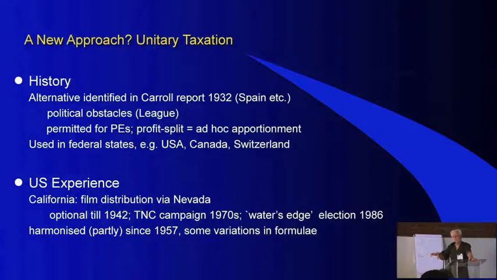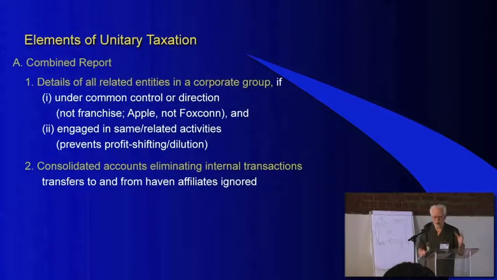Already when the Carroll report was done in 1935, some countries were applying that even to international investment, but it was also being used in some federal states. It has a long history in the United States and in some other federal countries, I believe Switzerland, but also Canada more recently. So what actually is unitary taxation?